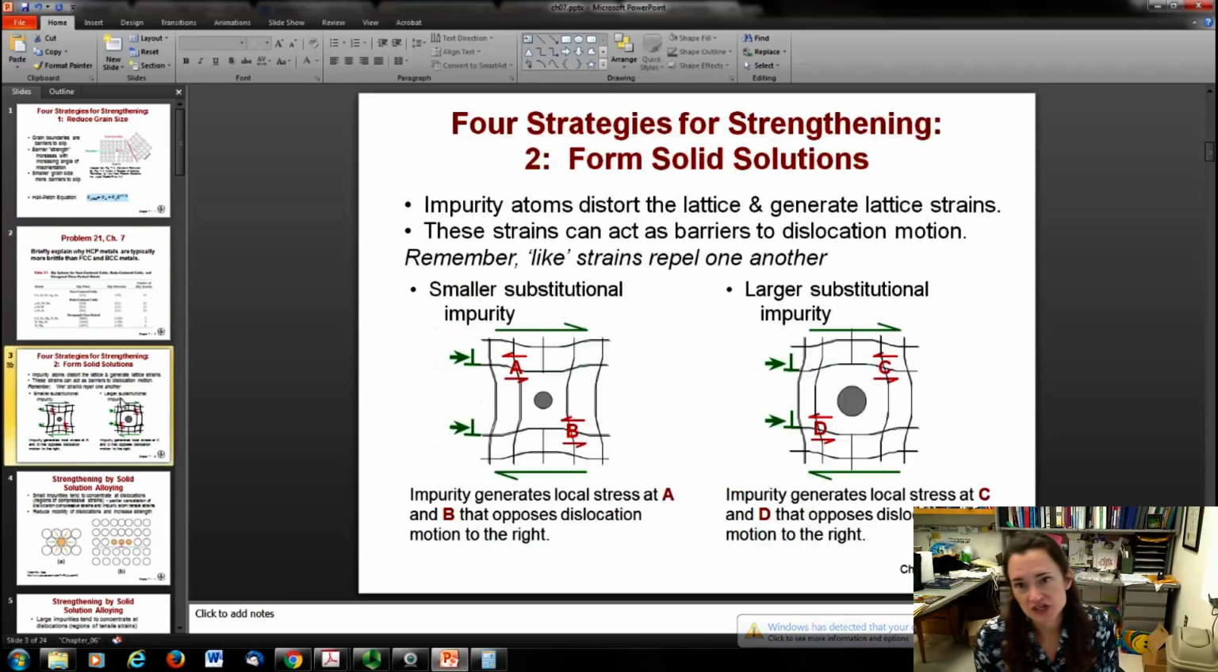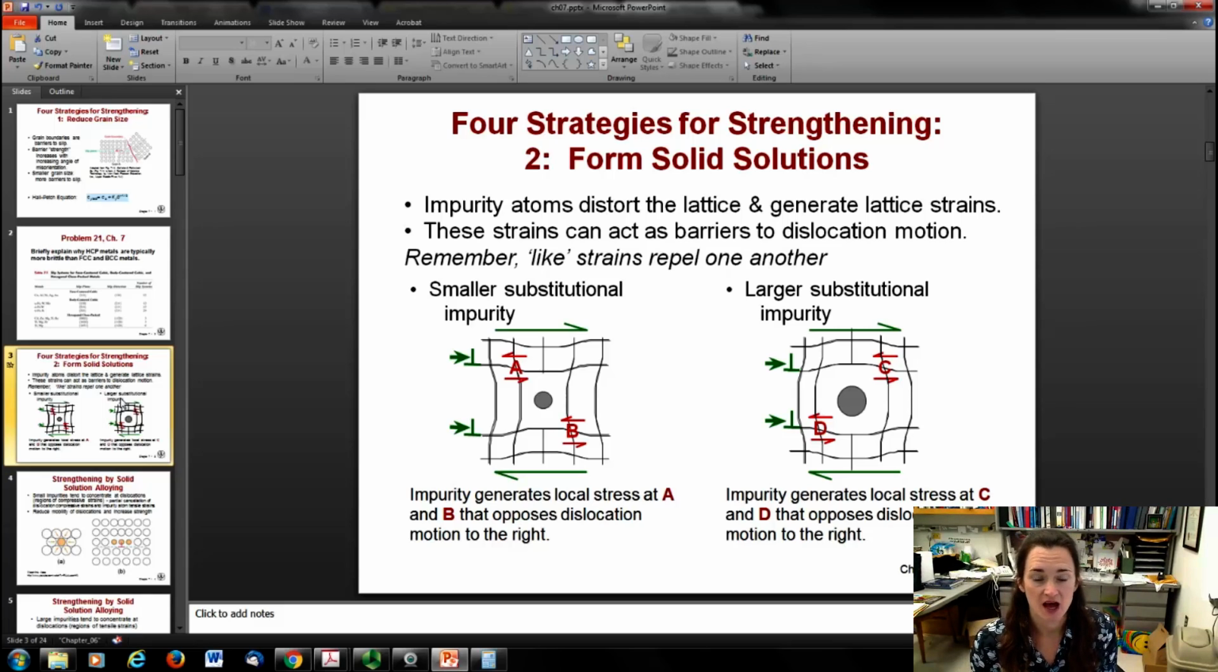Okay, 4 strategies for strengthening. Number 2, form solid solutions. So number 1 was to reduce the grain size. Basically anything that causes less slippage is going to strengthen the material. And if you can form a solid solution or an alloy, that's another way to do it. And the reason is that the impurity atoms actually distort the lattice and they generate strains in the lattice.